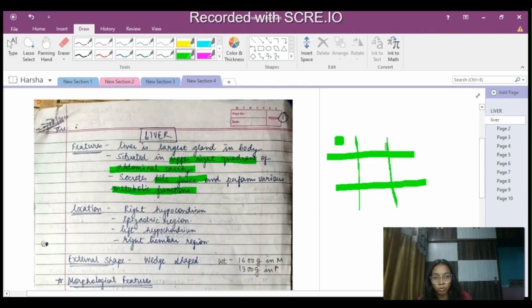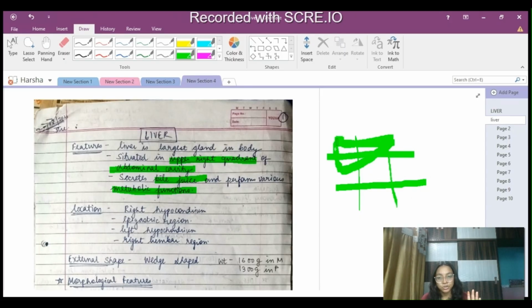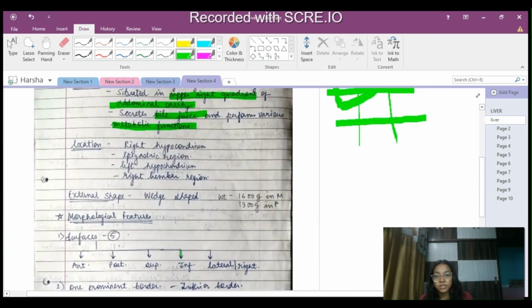Then it comes below as an inferior border and lies over the right lumbar area and then gets covered like this. So this is the average wedge shape of the liver. It covers four basic areas: the right hypochondrium, the epigastric region, the left hypochondrium, and the right lumbar region. The external shape of the liver is wedge shape, and the general normal weight is around 1,600 grams in males and 1,300 grams in females.